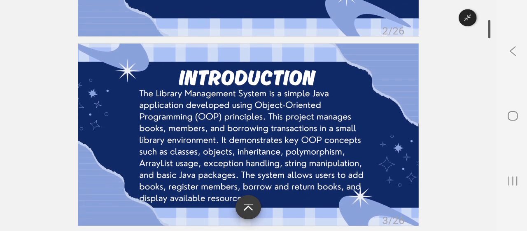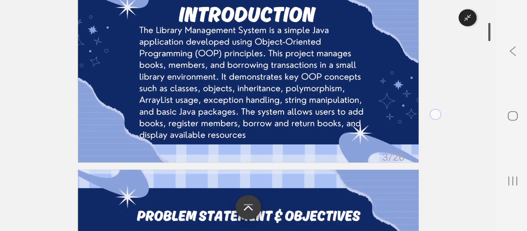The library management system is a simple Java application developed using object-oriented programming, or OOP, principles. This project manages books, members, and borrowing transactions in a small library environment. It demonstrates key OOP concepts such as classes, objects, inheritance, polymorphism, ArrayList usage, exception handling, string manipulation, and basic Java packages. The system allows users to add books, register members, borrow and return books, and display available resources.